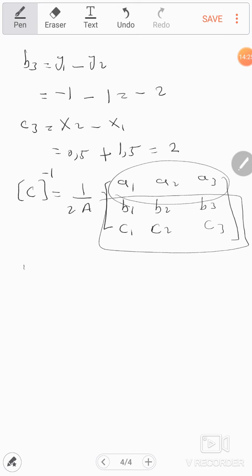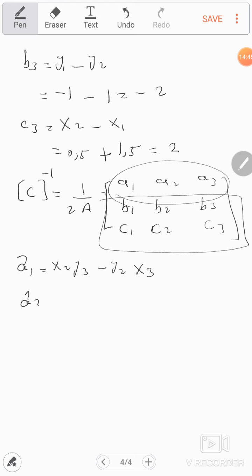So let's start with A1 equals x2 times y3 minus y2 times x3.